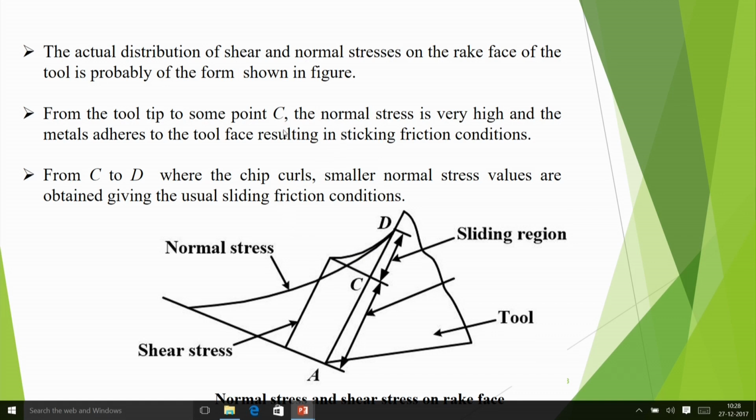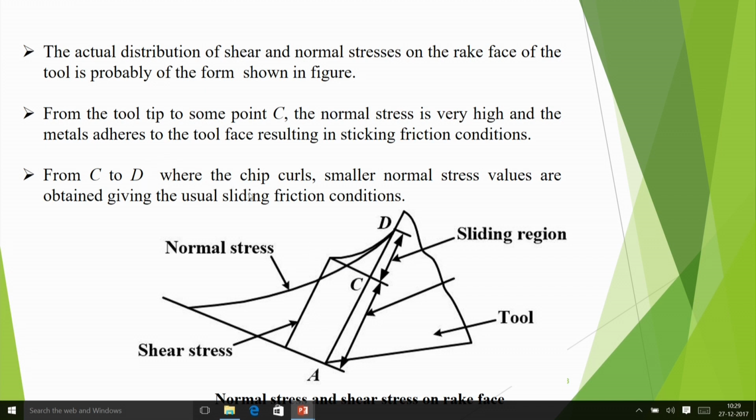So, from the tool tip to some point C, the normal stress is very high. Because the normal stress is very high, Coulomb's law may not be applicable and the metal adheres to the tool face, resulting in some type of sticking friction condition. Metal may adhere on this face, and the top layer may slightly slide over it. It is not that the entire metal has adhered, because then it would not be able to move; but this layer may get stuck and the other layers on top may move.